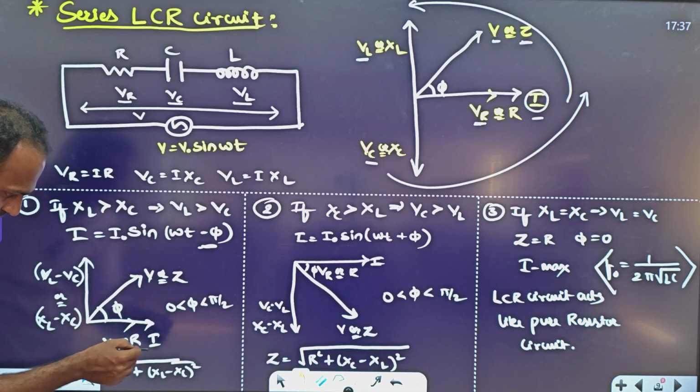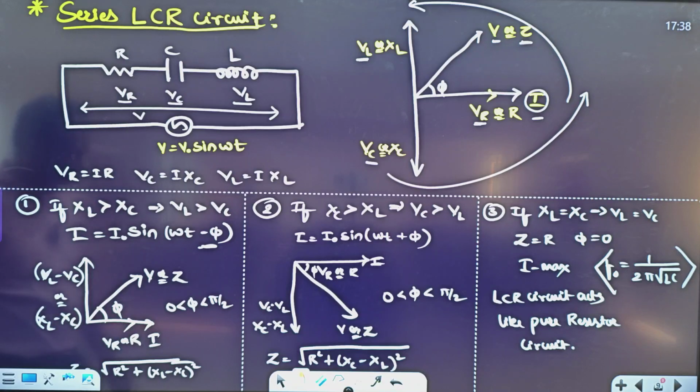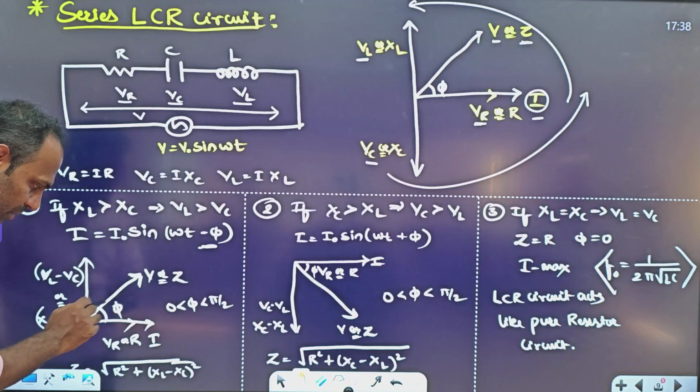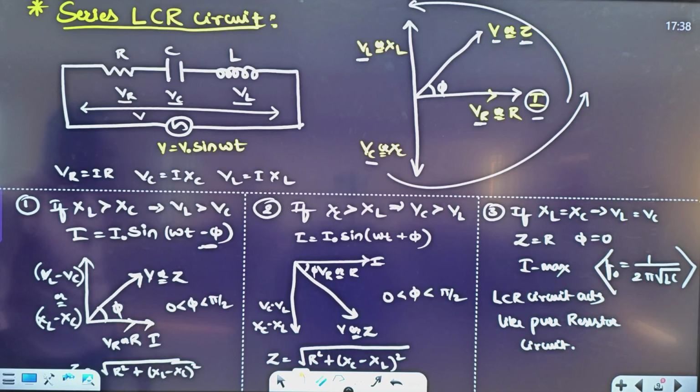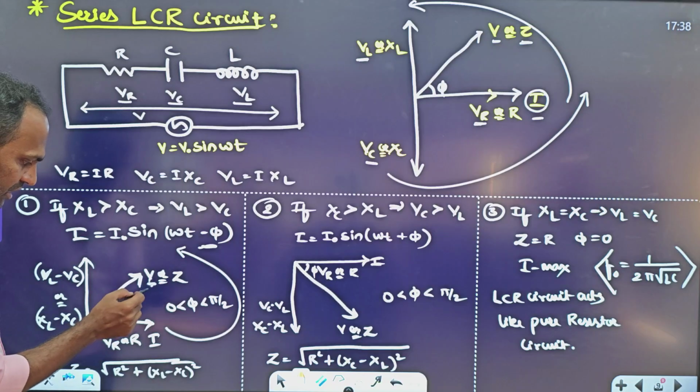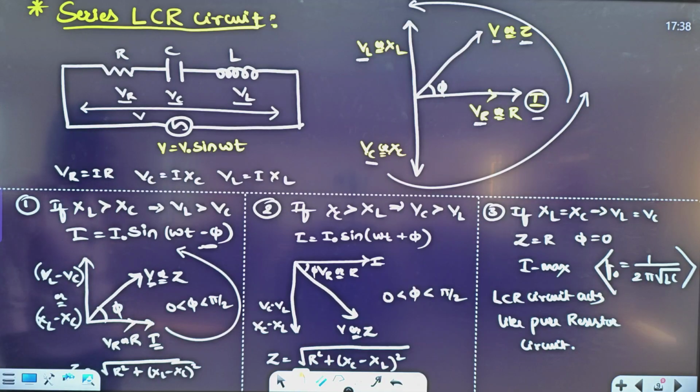VR and I both are in positive x direction. Correct? So resultant voltage VL minus VC or resultant reactance XL minus XC is here. Current is here. Right? So the resultant voltage or resultant impedance will be here. Hence here phase angle will be in between 0 and 90 degree. But still you can observe in anti-clockwise direction voltage is leading current because it is the inductor dominant circuit. In this case, impedance will be root of R square plus XL minus XC whole square.